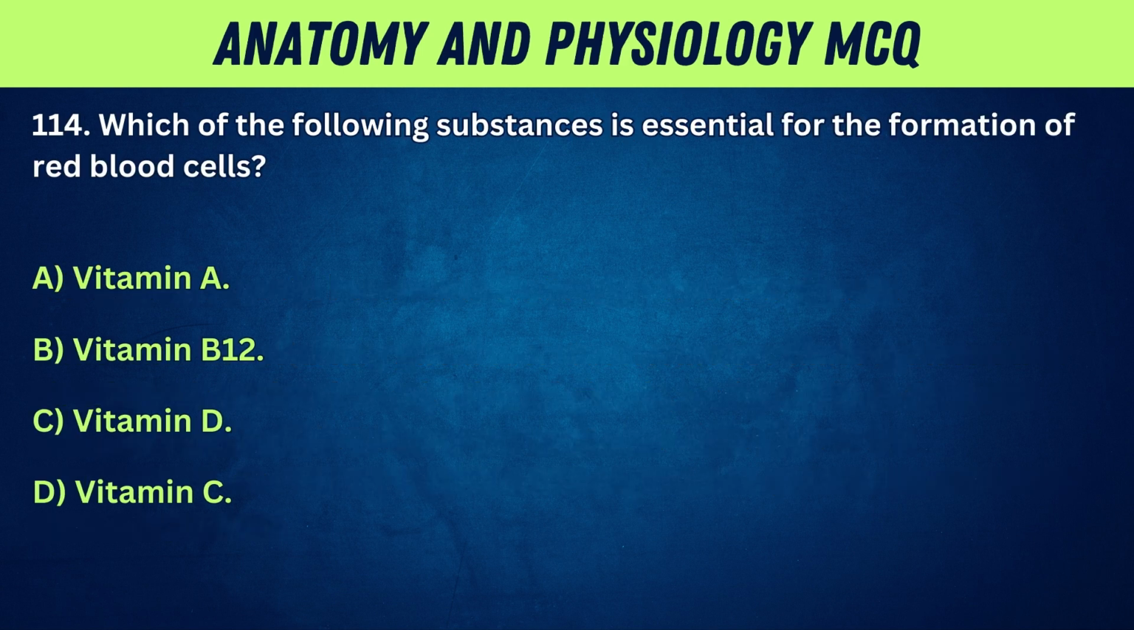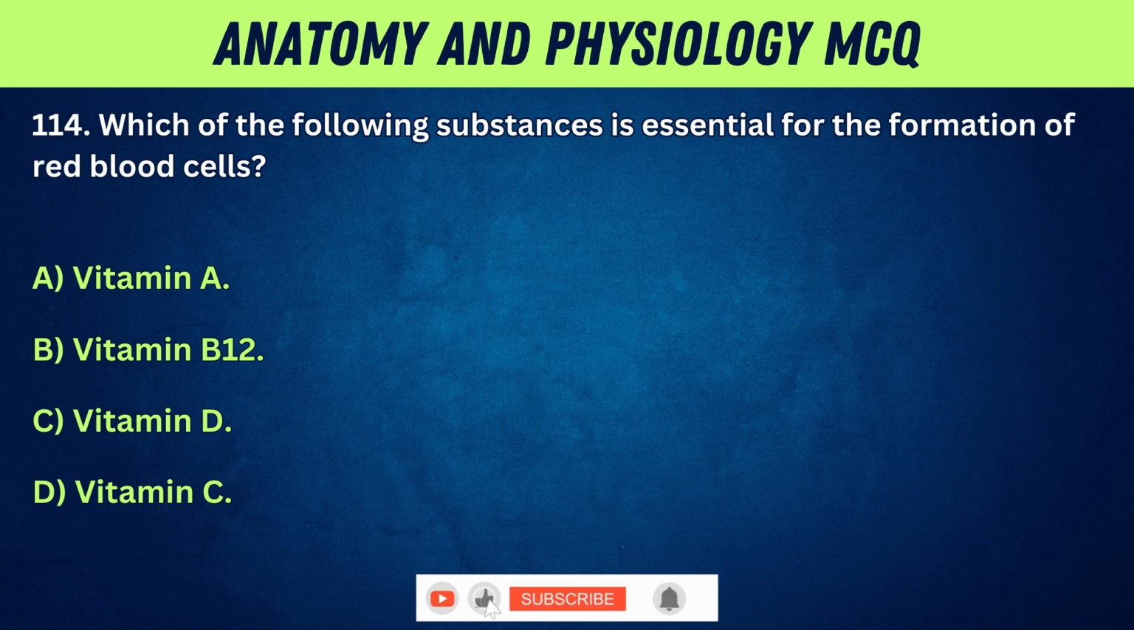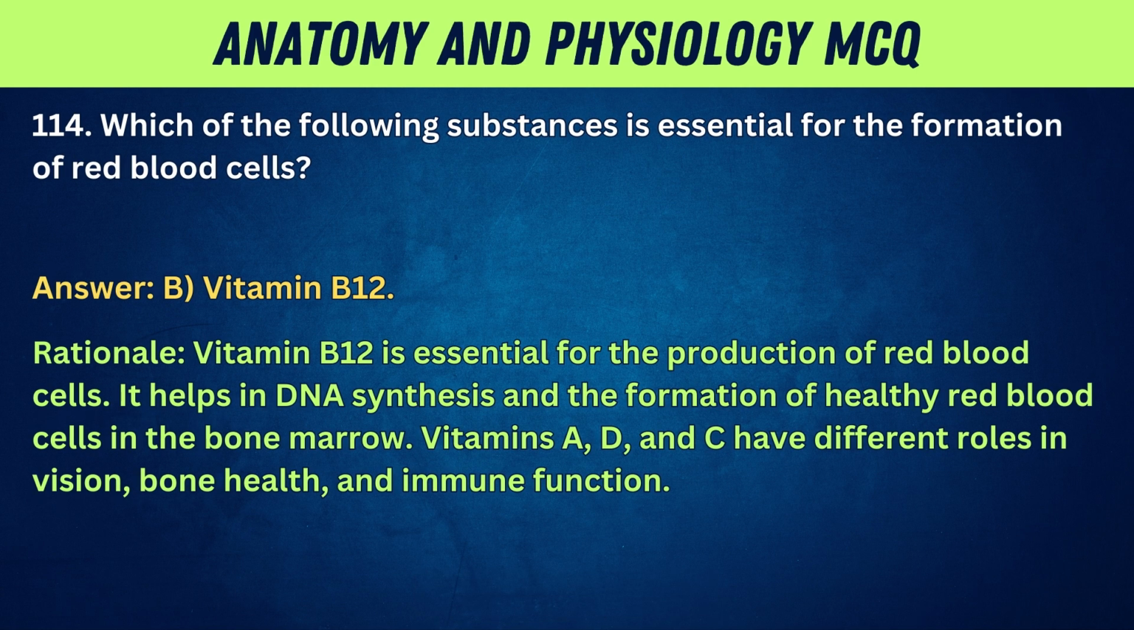114. Which of the following substances is essential for the formation of red blood cells? A. Vitamin A. B. Vitamin B12. C. Vitamin D. D. Vitamin C. Answer. B. Vitamin B12. Rationale. Vitamin B12 is essential for the production of red blood cells. It helps in DNA synthesis and the formation of healthy red blood cells in the bone marrow. Vitamins A, D, and C have different roles in vision, bone health, and immune function.